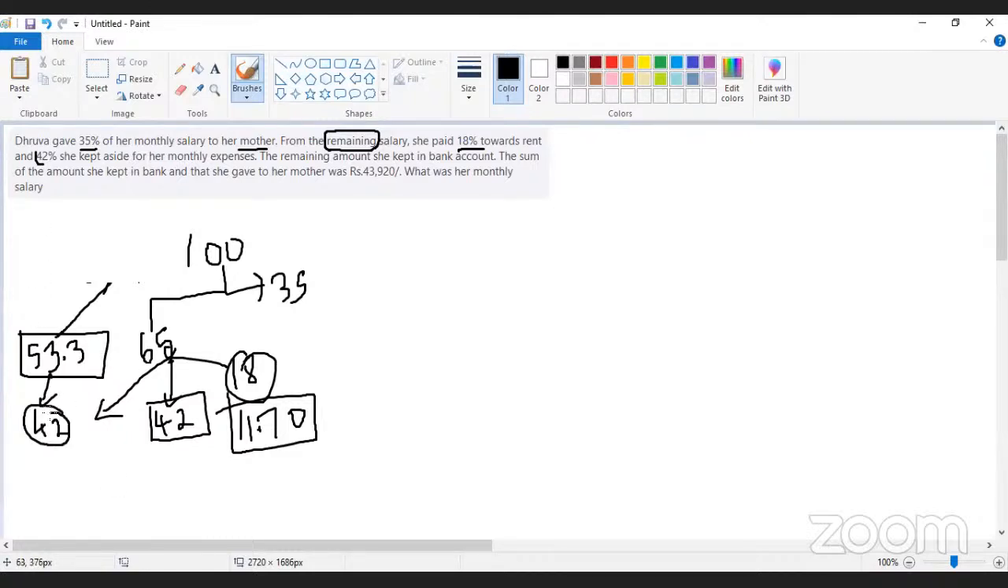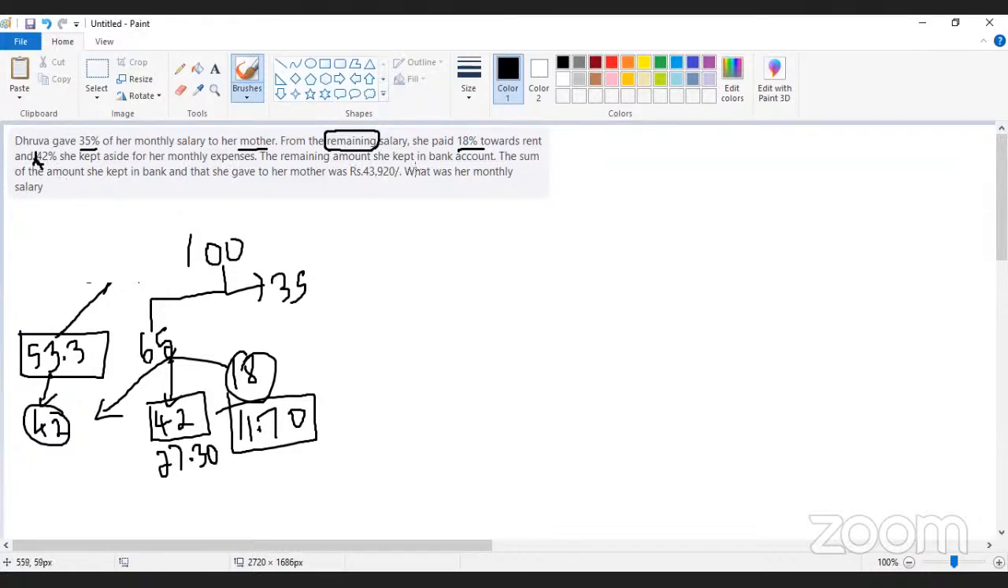Do you have the options, Pranita? So what is 42% of 65? 42% of 65 is 27.3. I need to see the options because I need to know whether the word remaining is there over here. Otherwise, the answer will change.